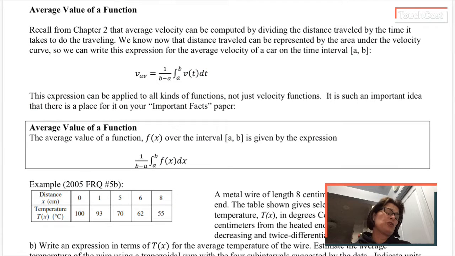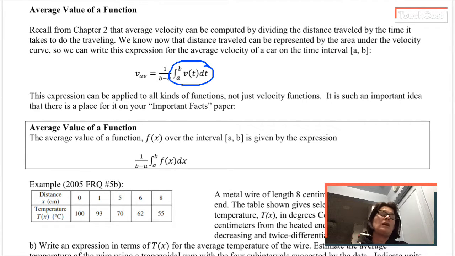Okay, all the way back in chapter 2, we talked about how to compute average velocity. We said it's distance traveled divided by the time it takes. But now we know that distance traveled is area under the velocity curve. So we have a new way of writing an expression for average velocity. This is going to be distance traveled, which is the area under the velocity curve between two times, call them time A and time B, divided by the distance across that time interval, right? So that's b minus a.